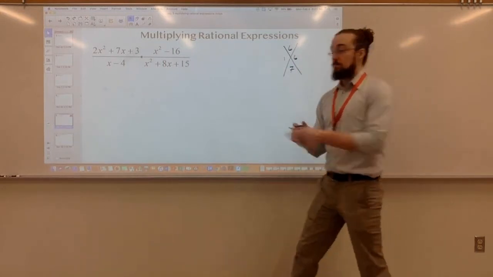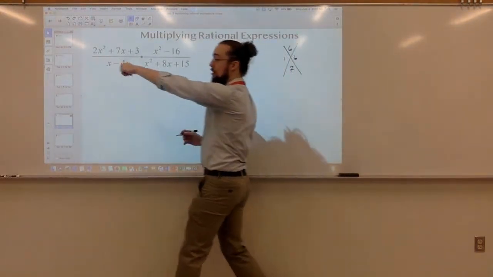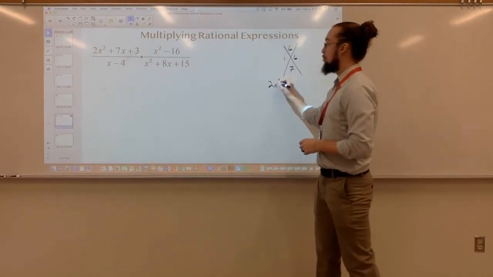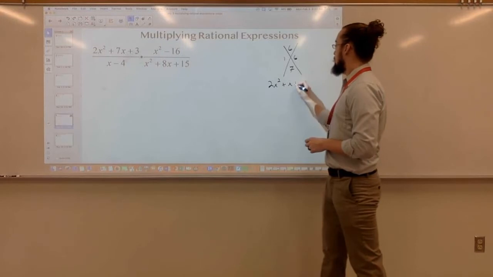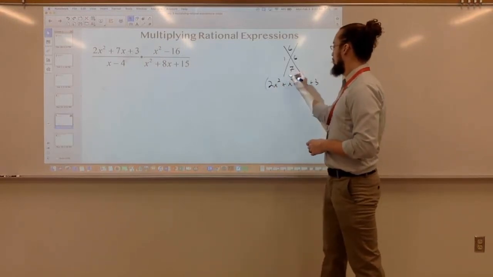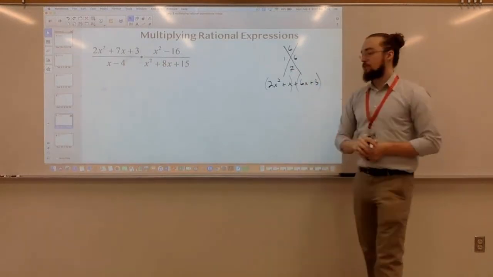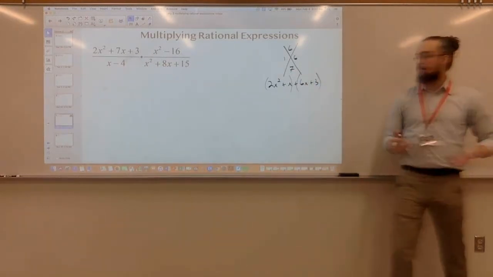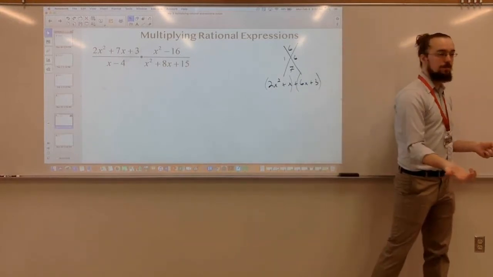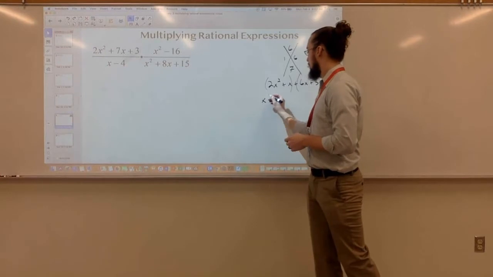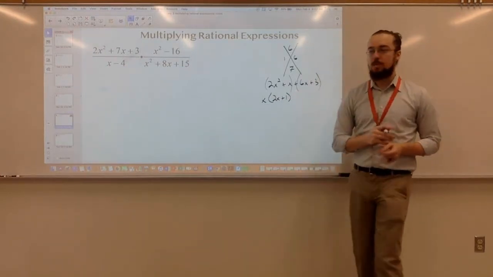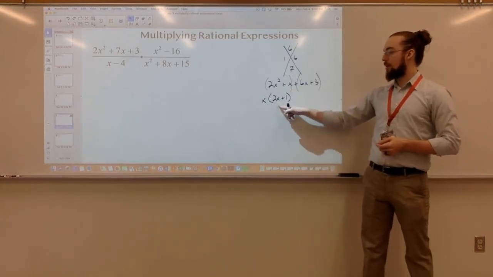My leading coefficient is not 1, which means I have to factor by grouping. So this will become 2x squared plus x plus 6x plus 3. I want to group the first two, and group the second two. Look for a GCF. What's the GCF between 2x squared and x? X. So take out an x. I'm left with 2x plus 1. How am I getting what I'm left with?